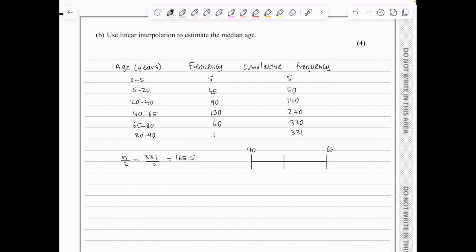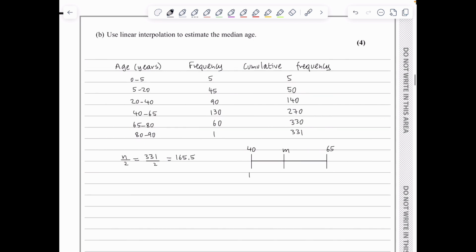We're looking for the median, which I will call M. Below, I'm putting the frequencies. So we had 140 observations up to 40. We had 270 observations up to 65. And we're trying to interpolate for 165.5. So I'm using a ratio here.